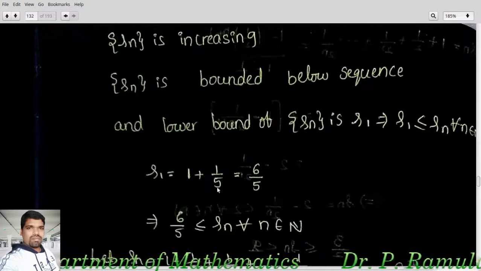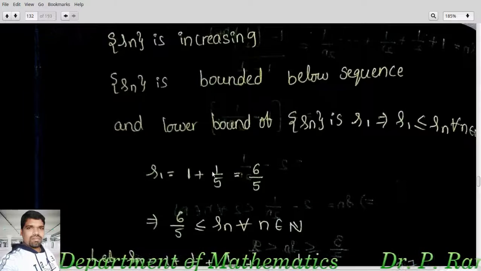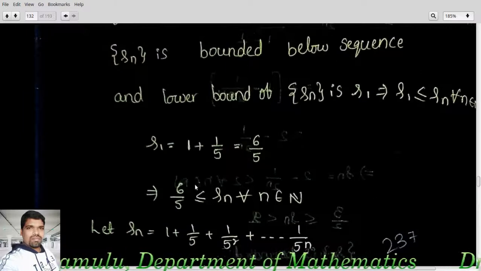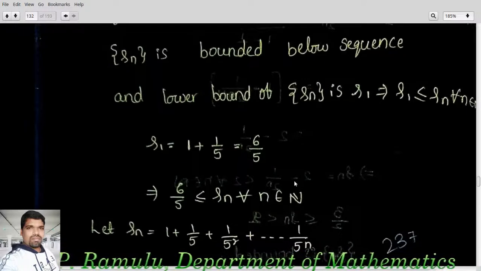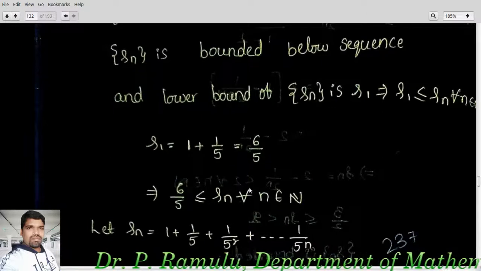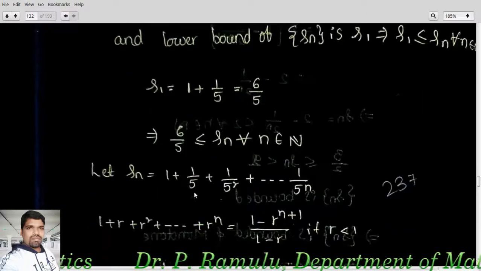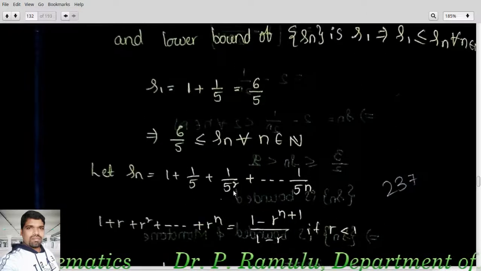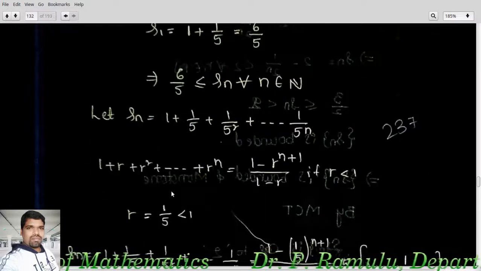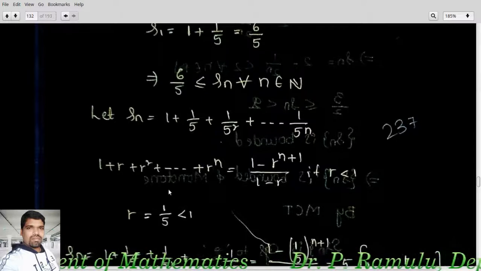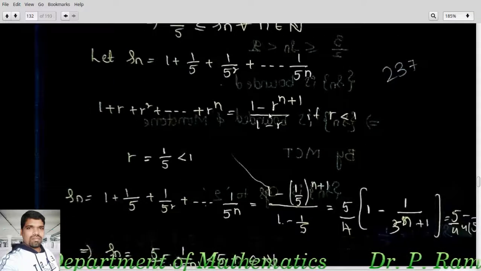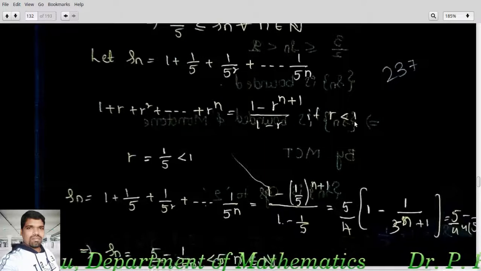That is, S1 equals 1 plus 1 by 5, that equals 6 by 5, which implies 6 by 5 is less than or equal to Sn for all n belongs to N. Let Sn equal to 1 plus 1 by 5 plus 1 by 5 square plus ... plus 1 by 5 to the power n. From this, I know that r equals 1 by 5, and 1 by 5 is less than 1. If you know the formula, 1 plus r plus r square plus ... plus r power n equals 1 minus r power n plus 1 by 1 minus r, if r is less than 1.